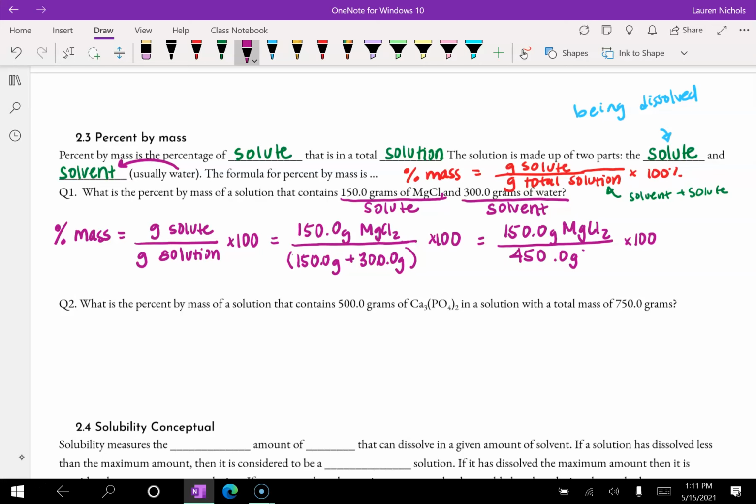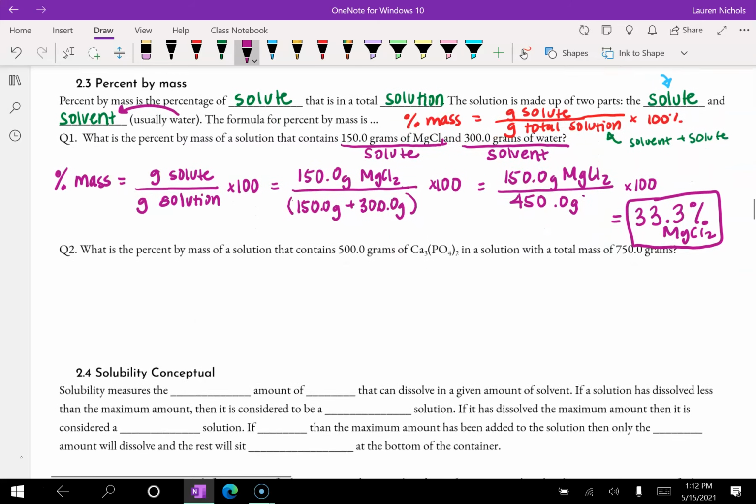And remember, please actually take your time, write it all out. Show all of your steps, even if you think it's obvious, because if you make a mistake, you want to have it written down so you can get partial credit. So when we do this, we get 33.3% magnesium chloride as our answer, because it's 150 divided by 450 times 100.